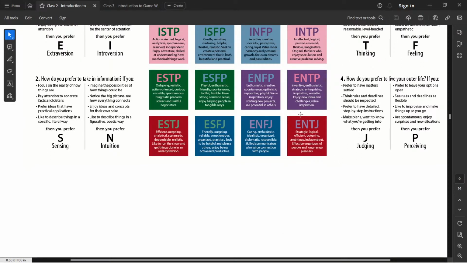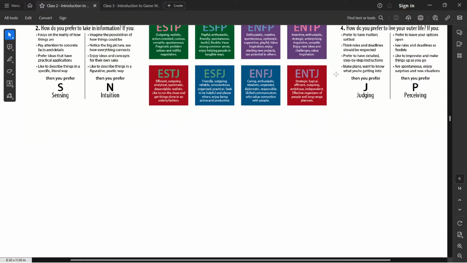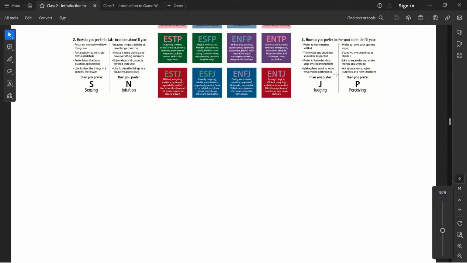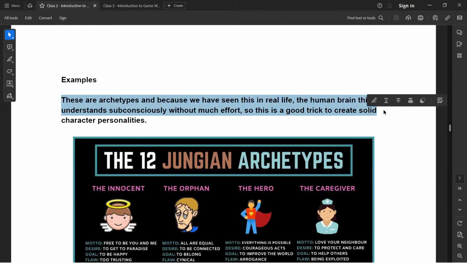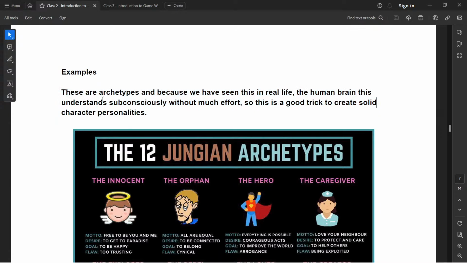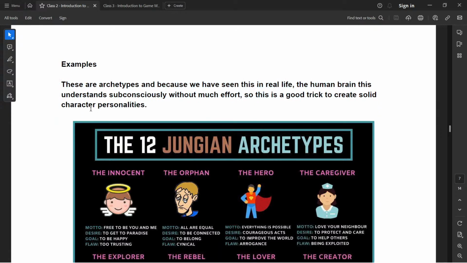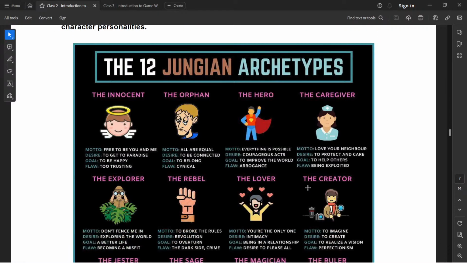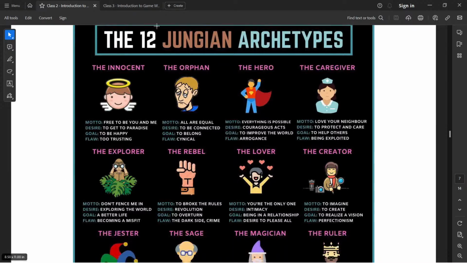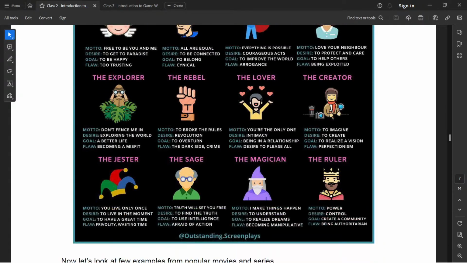But if it's a bit harder for you to make characters based on this personality type, then I would suggest going for an archetype. It's very simple to use the 12 Jungian archetypes. It's a very small trick, and you can make a solid character personality with it. There are basically 12 types: the innocent, the orphan, the hero, the caregiver, the explorer, the rebel, the lover, the creator, the jester, the sage, the magician, and the ruler.